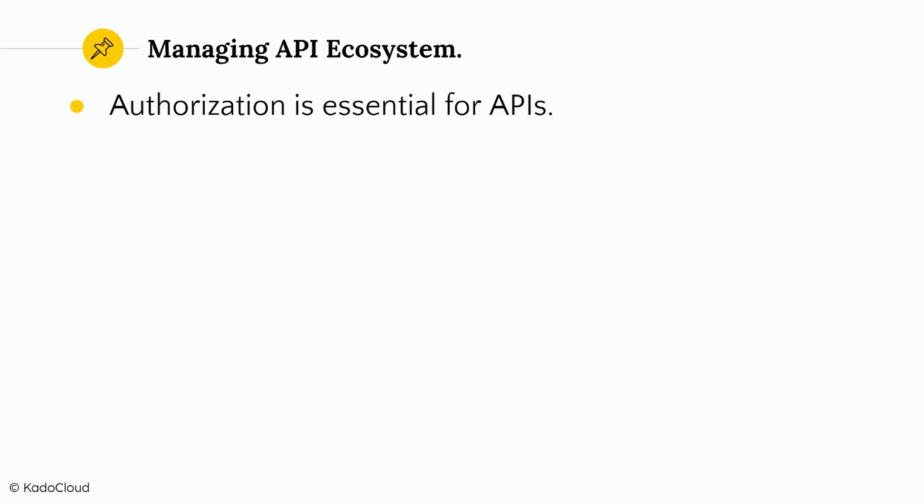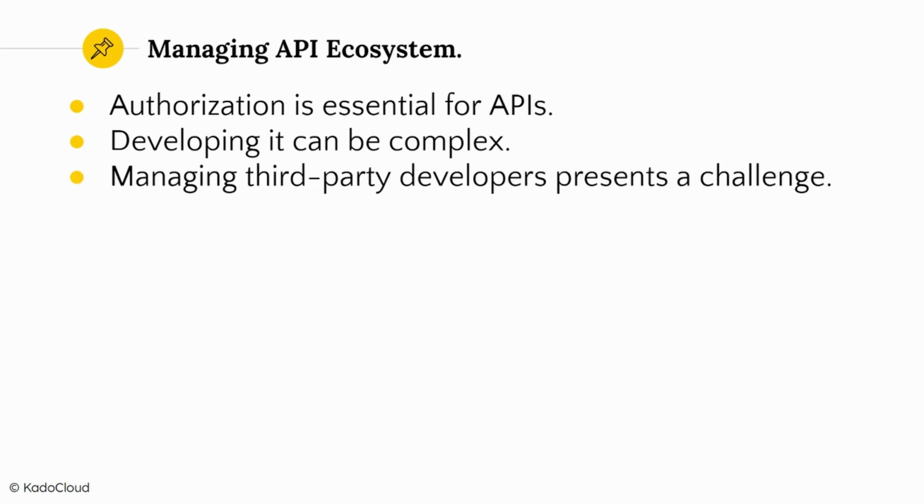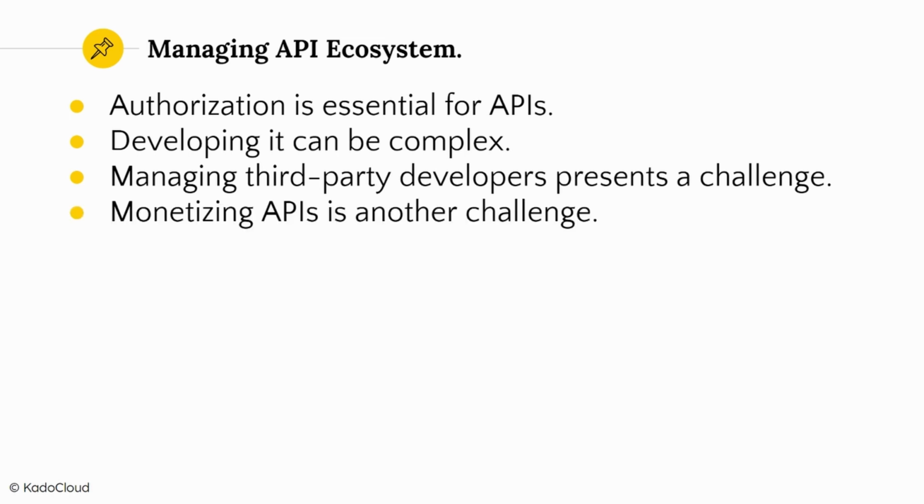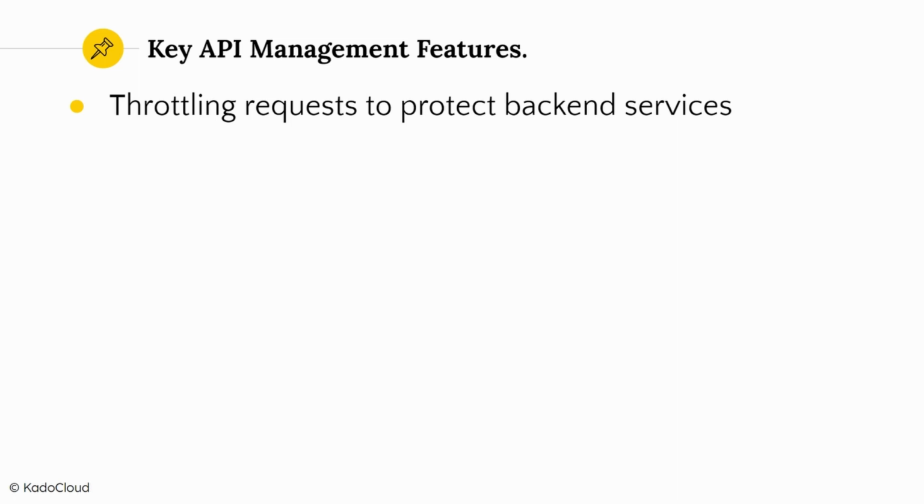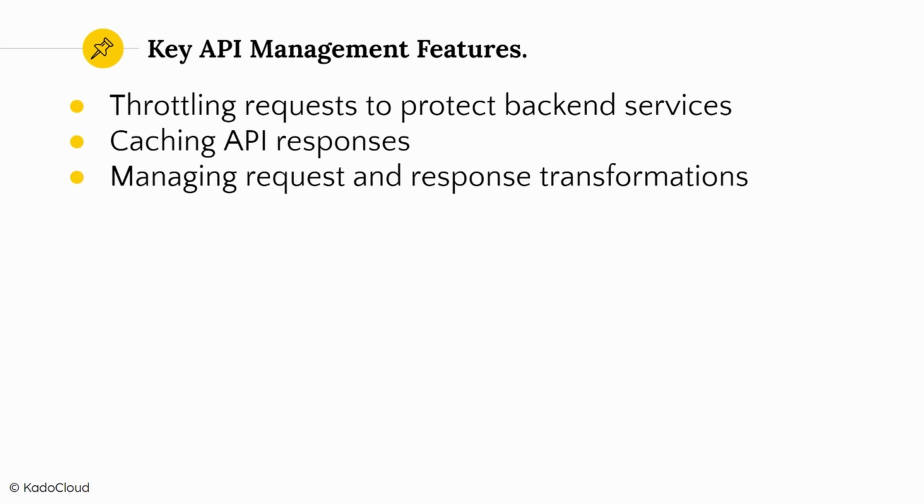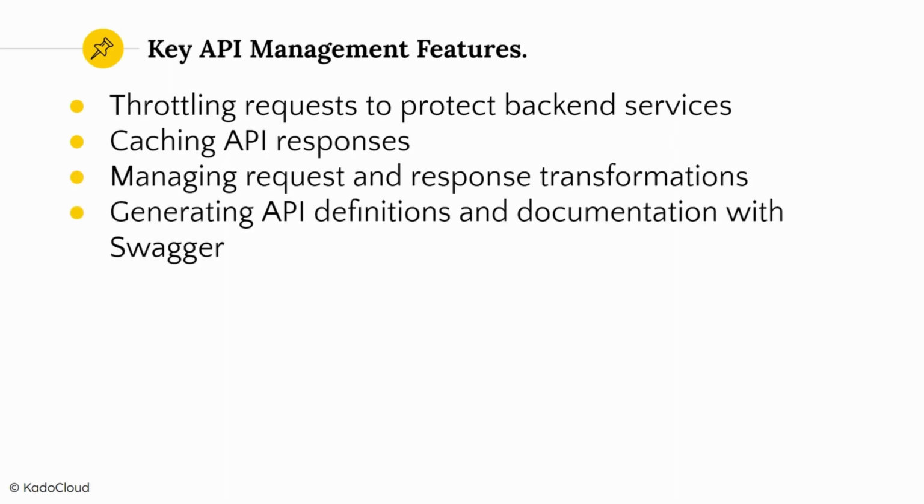Authorization is a vital feature for all APIs, but developing it can be complex and repetitive. When an API is published and gains popularity, managing, monitoring, and monetizing the ecosystem of third-party developers that utilize the APIs presents the next challenge. Other essential features and challenges of API management include throttling requests to safeguard back-end services, caching API responses, managing request and response transformations, and generating API definitions and documentation with tools like Swagger.